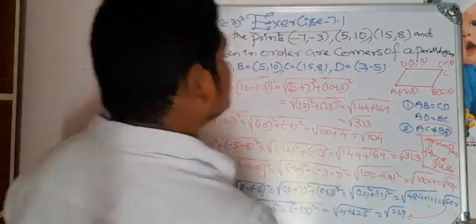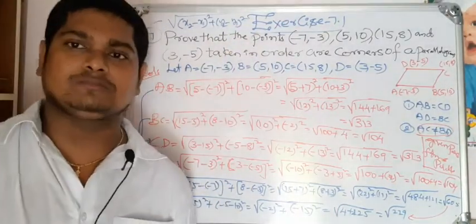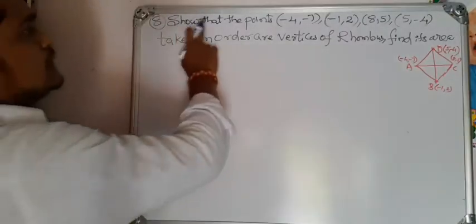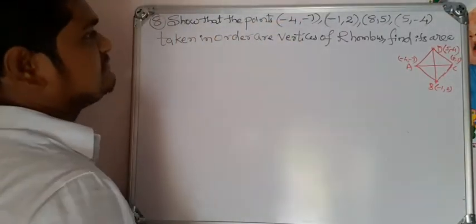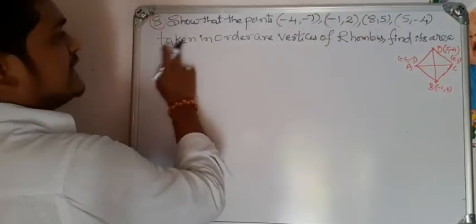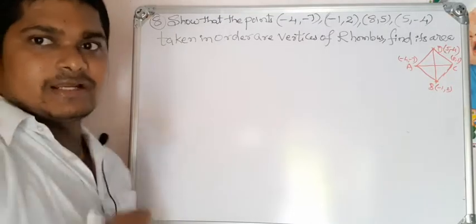If it is not satisfying, it means the given points do not form a parallelogram. Next problem, the eighth problem: show that the points (-4, -7), (-1, 2), (8, 5), (5, -4) taken in order are the vertices of a rhombus, and find its area.